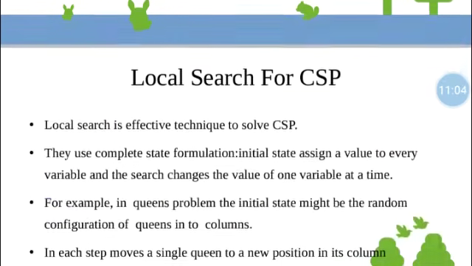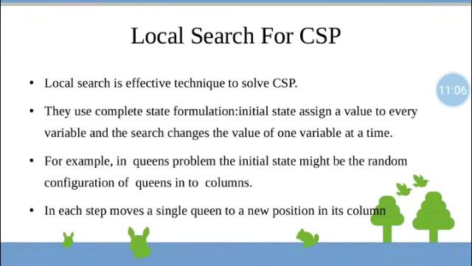Now the next point is local search for constraint satisfaction problem. So local search is a very effective technique to solve the constraint satisfaction problem. In this case, initially we are going to assign value to each and every variable, and as we move forward, we will change the value of the variable where the constraint is having a minimum conflict. So they use complete state formulation. Initial state assigns a value to every variable and the search changes the value for one variable at a time.